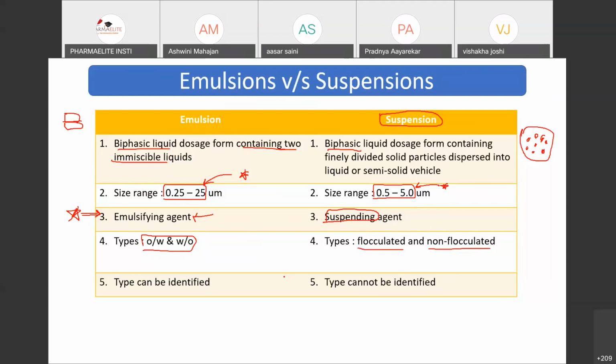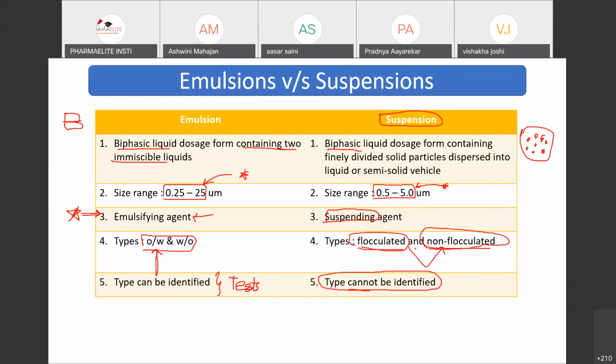With regards to emulsions, it's easy to identify whether it is an oil in water emulsion or a water in oil emulsion. There are different tests which help you to identify that. In case of suspensions, it is a bit difficult to identify whether it is a flocculated suspension or non-flocculated. Don't worry, it can be identified practically.